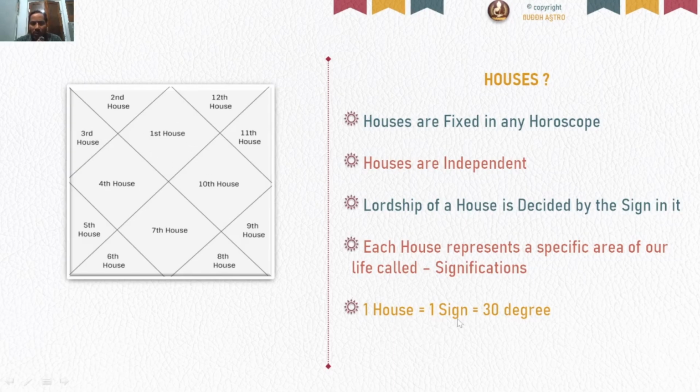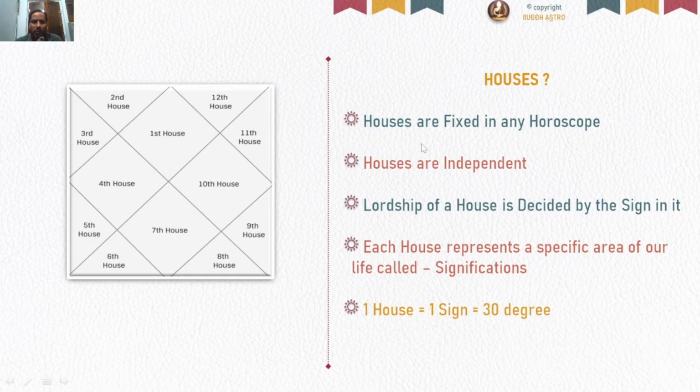Now house is equal to sign, because there are 12 houses, so there will be 12 signs. So we can say one house is equal to one sign is equal to 30 degrees. Each house, this will be 30 degrees, the second house also 30 degrees, this 30 degrees, the fourth, this 30 degrees. All houses will be of equal degrees, that is 30 degrees.